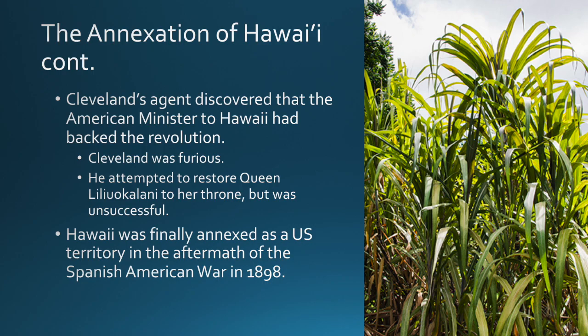Why? And he freaks out, and he says, no, we got to undo this. This isn't right. This is wrong. We shouldn't be doing this kind of thing. We shouldn't be messing with stable governments that are already in power. This is our bad. I'm sorry. We shouldn't have done that. And so he attempts to restore the Queen's power, but it was too late, and he was unsuccessful in doing so. And eventually, Hawaii wound up being annexed as a U.S. territory after the Spanish-American War in 1898.